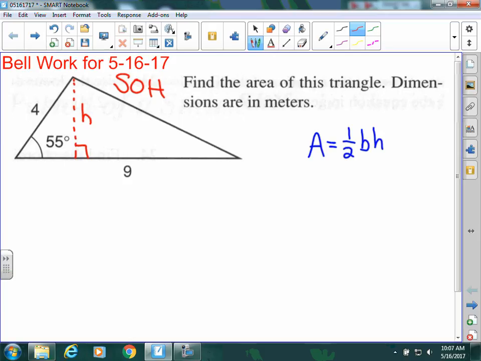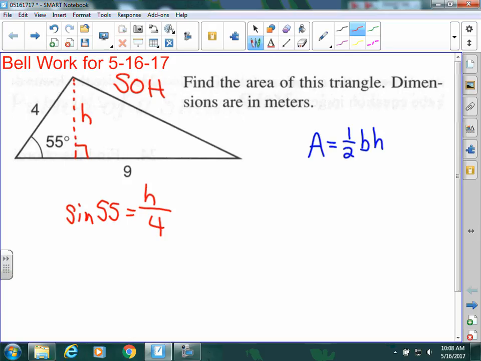Okay, well, SOHCAHTOA, the sine of 55 is equal to the opposite. What's the opposite of 55? The opposite of 55 is the height, right? So I'm going to say h, over the hypotenuse, which I know is 4 because they gave us it, right? 4 is the hypotenuse. It's across from 90.